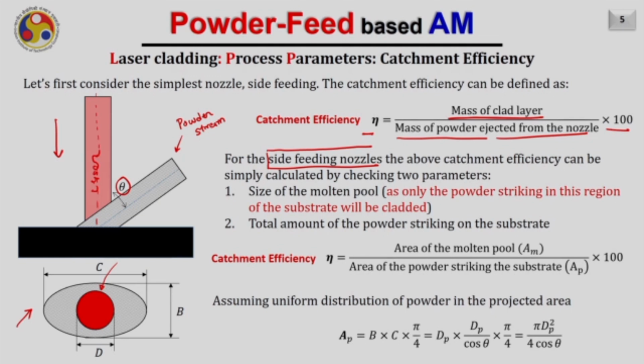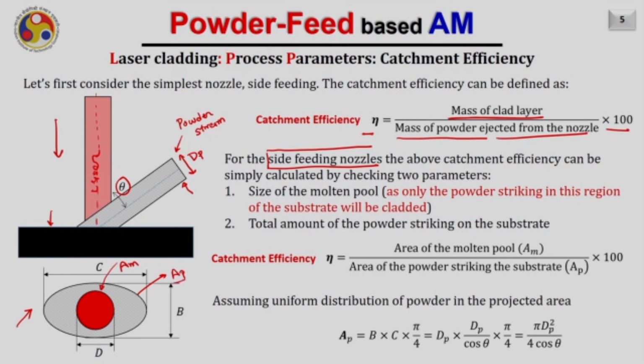The second is the amount of powder totally striking the substrate. As this powder stream tube, assumed to be of diameter dp, strikes the substrate, its projection on the substrate is no longer circular in cross section. Instead, the cross section of this tube on the substrate will be elliptical. That is obvious. Our aim is to find these two areas: the area of the molten pool, which I am writing as AM, and the area of the powder stream striking the substrate, which I am writing as AP.